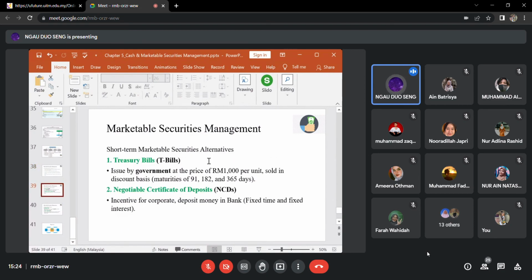And for short-term marketable security alternatives, for example we have treasury bill. When we have the word treasury, it means issued by government, at the price of 1,000 per unit, sold on discount basis. It matures in 91, 182, and 365 days, 1 year. And negotiable certificate of deposit, NCD. It is an incentive for corporates to deposit money in a bank for a fixed time at fixed interest.